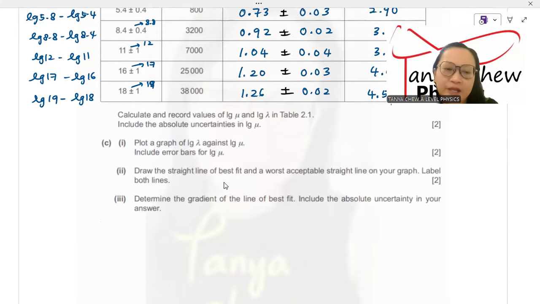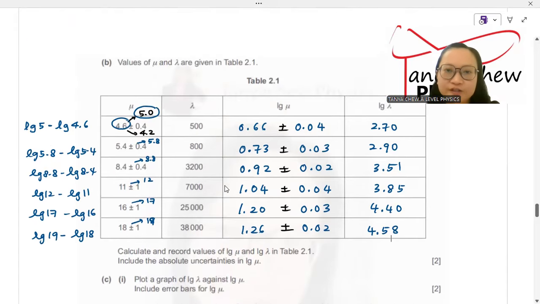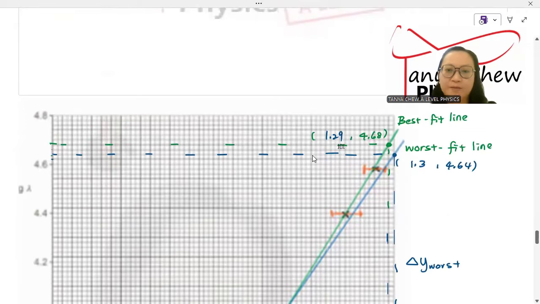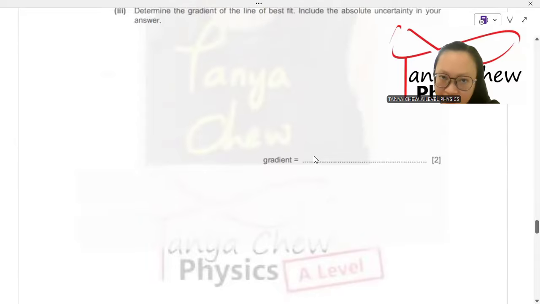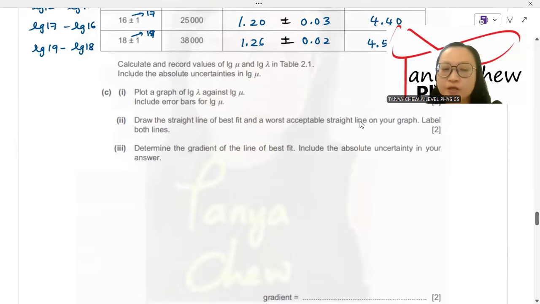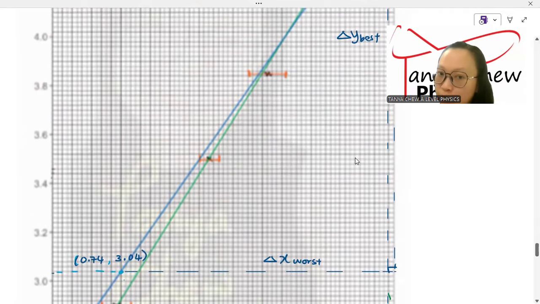Now, since we are done with our table, we have to plot the graph of log lambda against log mu. Include error bars for log mu. Now, I want you to see that log mu is your x-axis. That is why your error bar must be a horizontal error bar. And plot all the lines, together with your worst acceptable line. So your best fit line, I believe you know how to plot it. Make sure that all the points lie close to the best fit line.